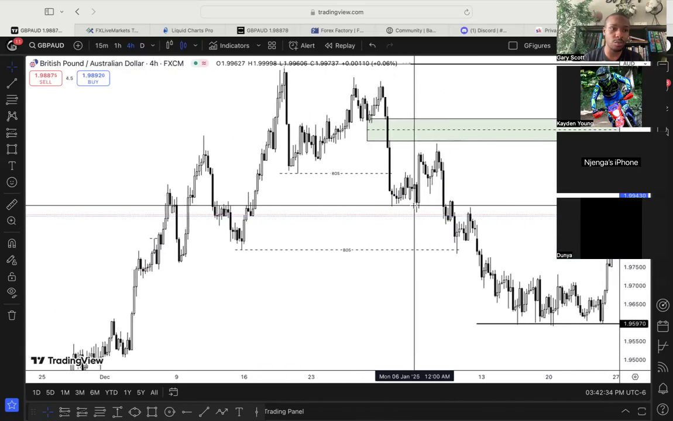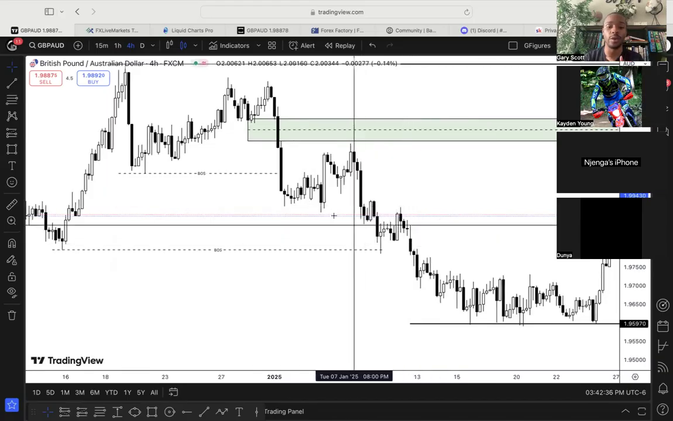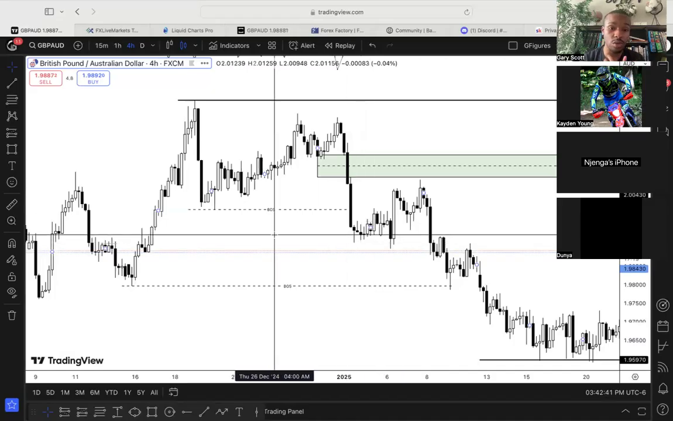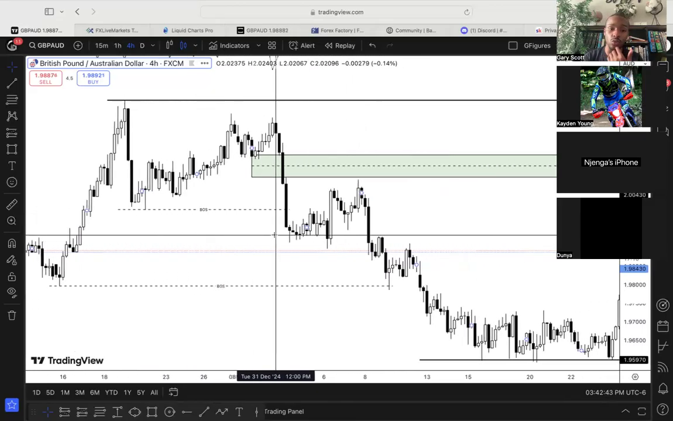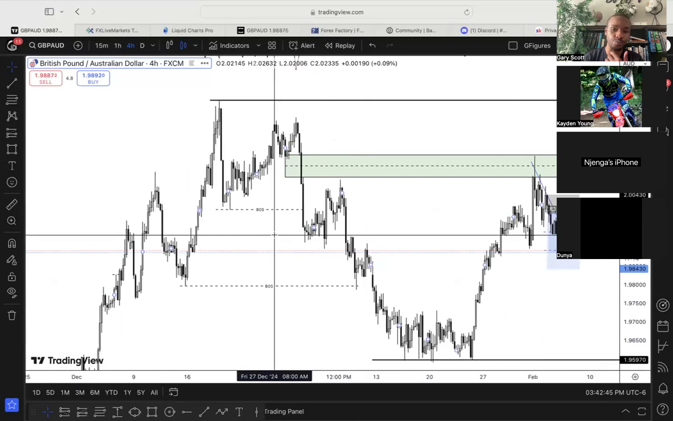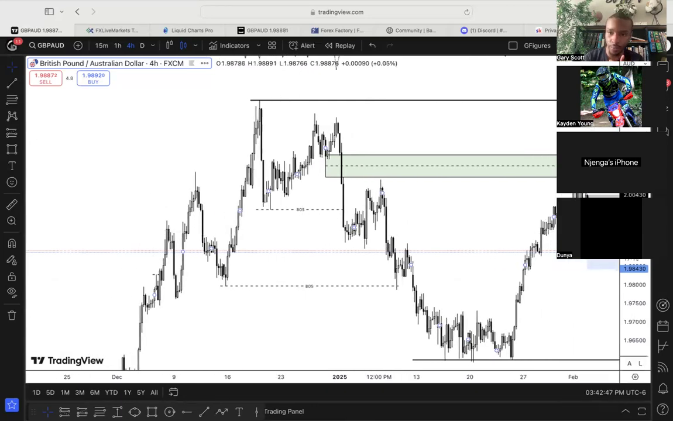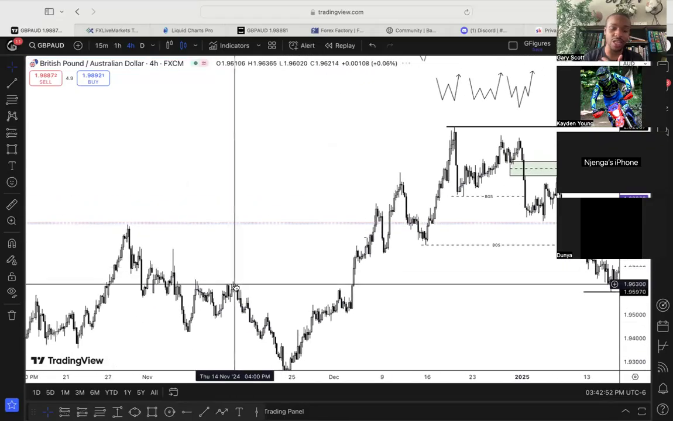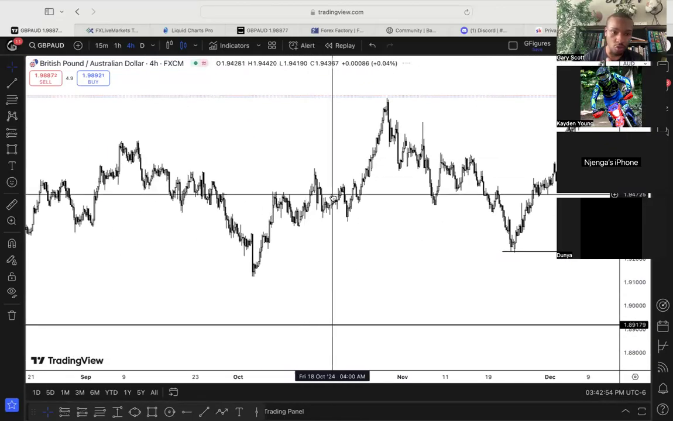Let's look at GBP AUD. It's one of my favorite pairs. My favorite pairs are gold and silver, right? Silver and gold. Those are my two favorite pairs. But I have recently fallen in love, just last year, with GBP AUD, right? And the reason that I fell in love with it is because it has pretty clean and swift moves, right?